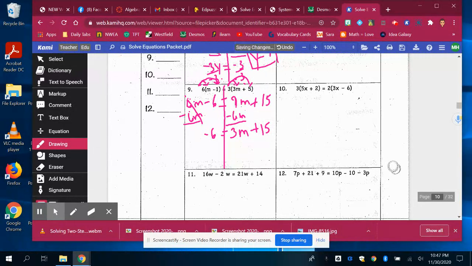Now I have a 2-step equation. Subtract 15. I get 3m on this side because the 15s cancel. On the left side, I have negatives and more negatives, so I get even more negatives, with a negative 21. I'm adding those. Divide by 3. I get m equals negative 7. Go ahead and pause the video and you try number 10.